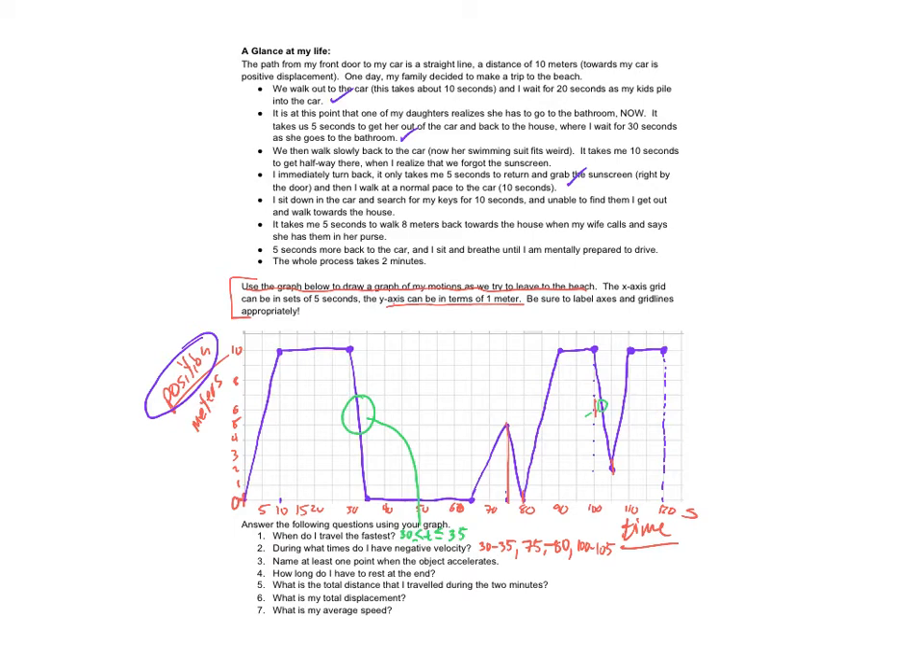Name at least one point when the object accelerates. That means that it changes velocity. Now, that could be really any of a number of situations, right? Anytime where my slope changes, any of these are appropriate places where I'm accelerating, okay? It doesn't have to be speeding up. Slowing down is, and changing direction is. All of those are acceleration, all right? So any of those points answer number 3 for us.